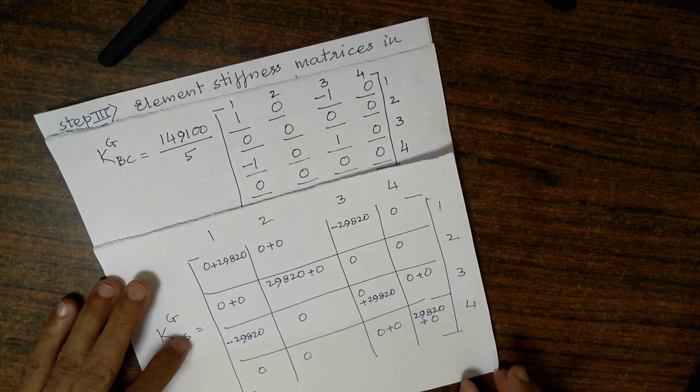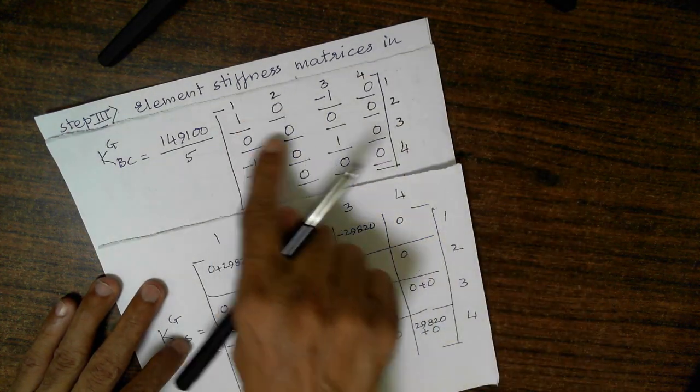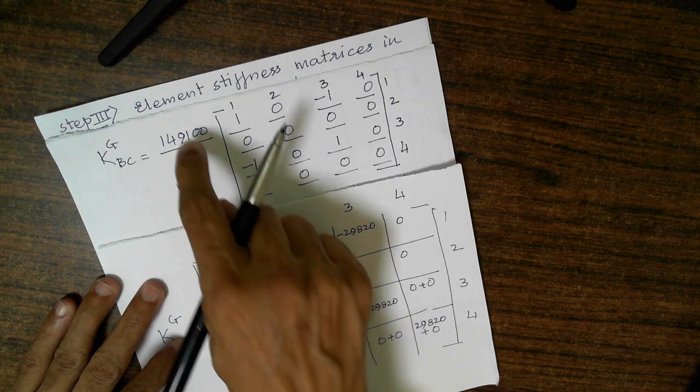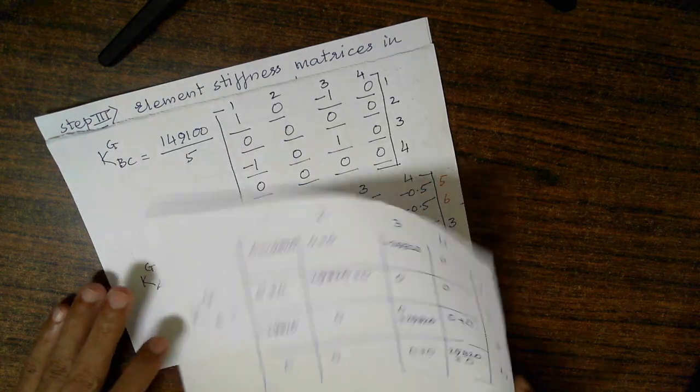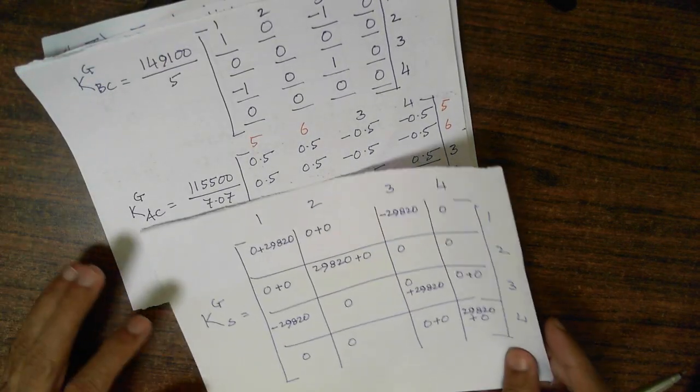This is how I have mapped it from member BC, 1 2 3 4 by 1 2 3 4. Only these elements are there, the values of these elements, and I know my values of this element. Multiplication is very simple. I have done the multiplication. Now concentrate on this AC.